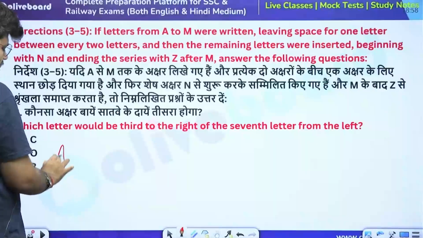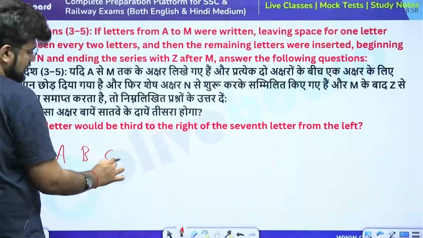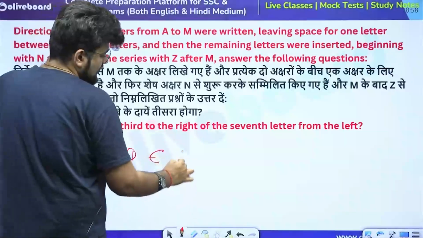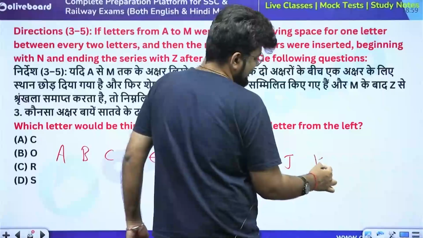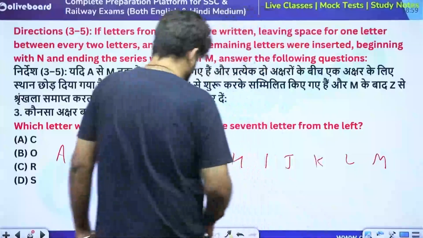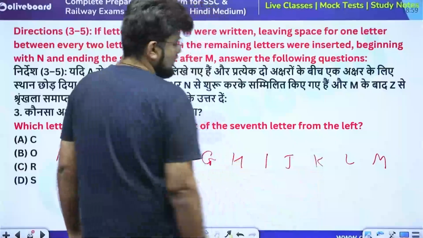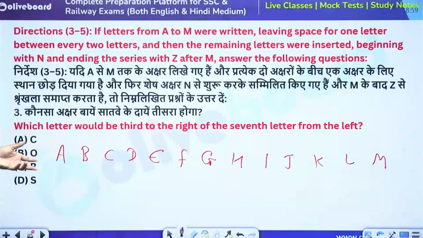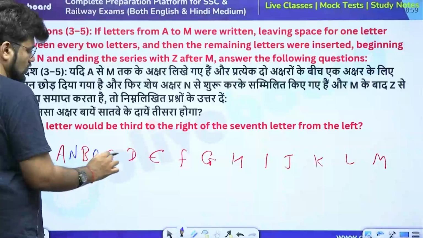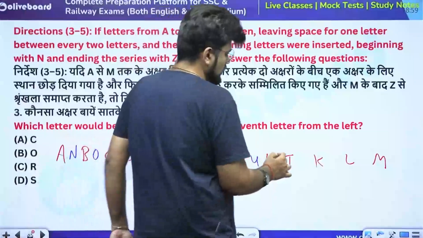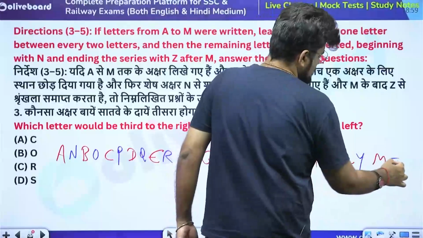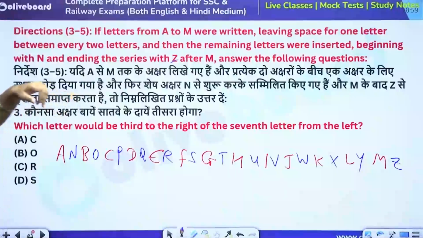So we will start from A. We leave a gap, then we will write B, C, D, E, F, G, H, I, J, K, L, M. The biggest problem in these questions is you don't understand the instructions. Now after M, we are starting with N and we are continuing in the blanks which we had left here. So N, O, P, Q, R, S, T, U, V, W, X, Y, and the question is clearly telling us it's ending with Z after M. So that is done. That shows that your series is correct.